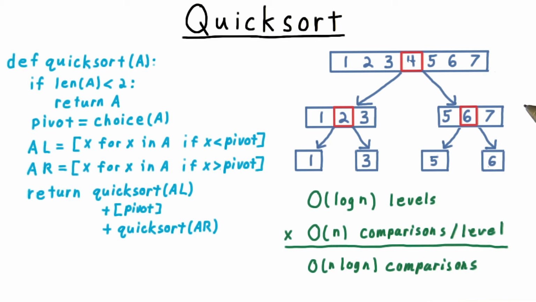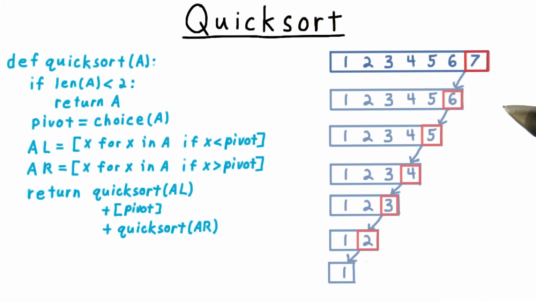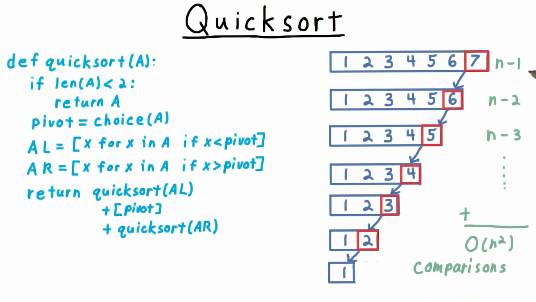How about if we're unlucky? Suppose we pick the largest element in every iteration. Then the size of the list only decreases by 1 in each iteration, so there are n levels. The first level requires n-1 comparisons, the second n-2, and so forth, so that the total number of comparisons is an arithmetic series, and therefore is order n squared. This is as bad as a naive algorithm like insertion sort.